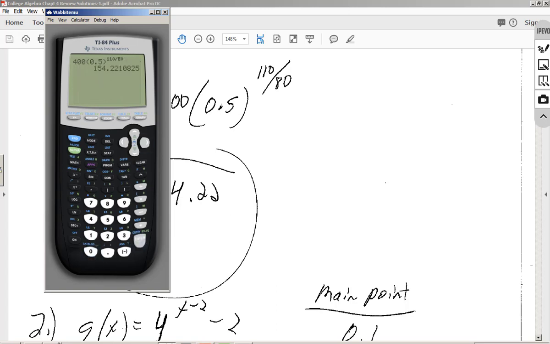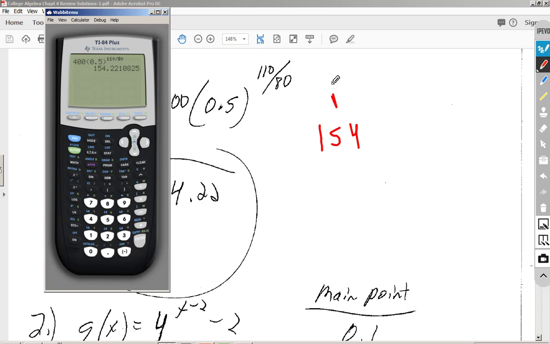Hit enter, and it looks like that answer comes out to be 154.22. So there's our answer right there. So our answer looks like it's going to be 154. And if you look at your multiple choice, that's going to match with the answer of D, 154 pounds.